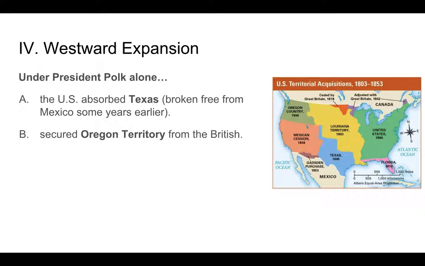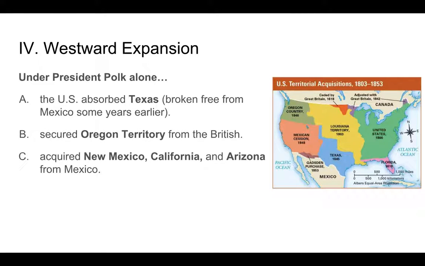Uppercase B, under President Polk alone, the United States secured Oregon Territory from the British. That's in 1846. That's up here. And so Britain had that territory, but in 1846, Polk was able to get it. Uppercase C, under President Polk alone, the United States was able to acquire New Mexico, California, and Arizona from Mexico, and that's during the War of Mexican Secession. That's in 1848, so there was actually a war, and that's where they got this territory that's kind of a cream color here.